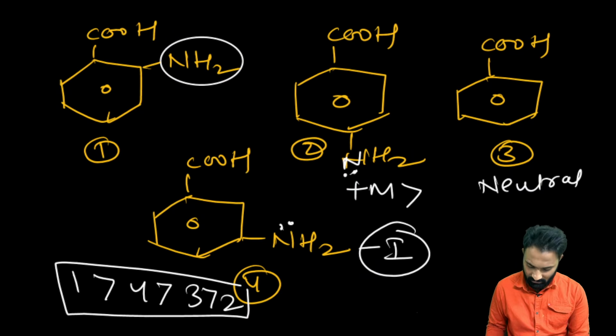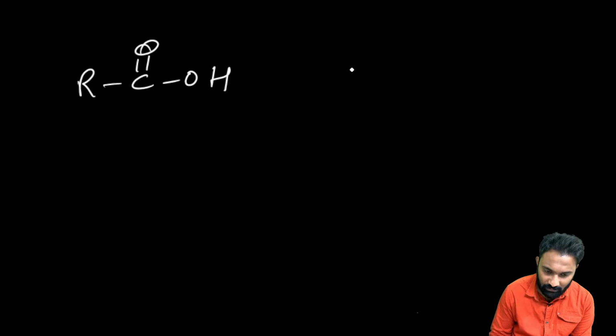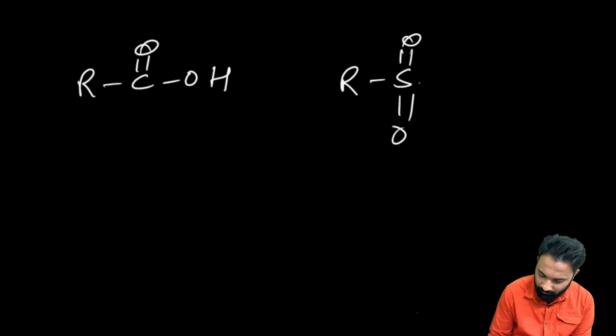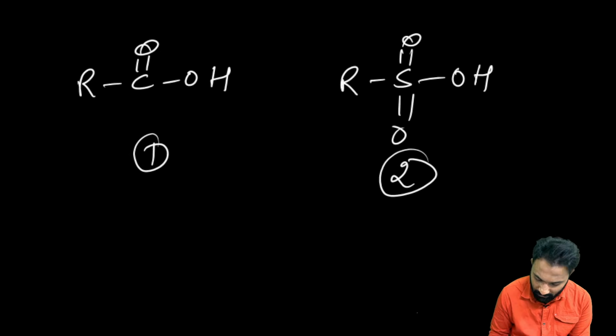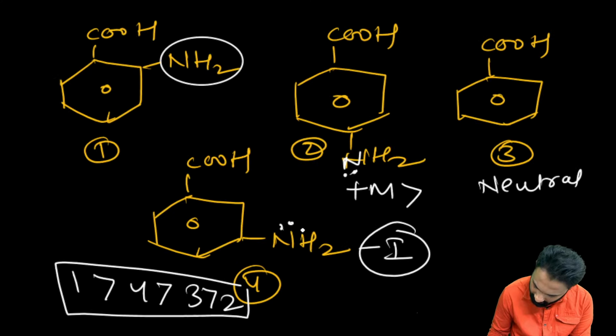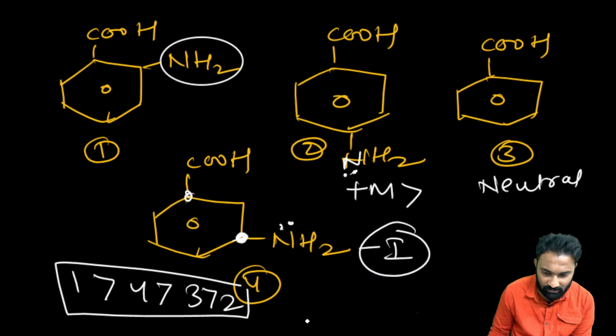Clear? Next. Here a normal carboxylic acid is given, and suppose a sulfonic acid is given. Among the 1 and 2, which is more acidic? It is in the meta position, right? For this benzoic acid it is in the meta position, and the meta position shows the minus I effect only.